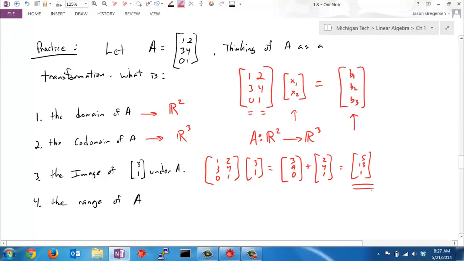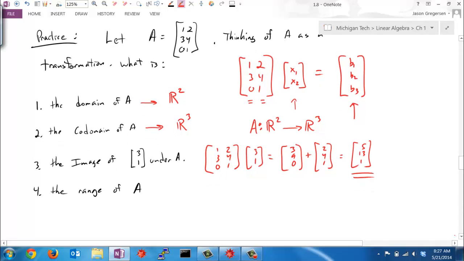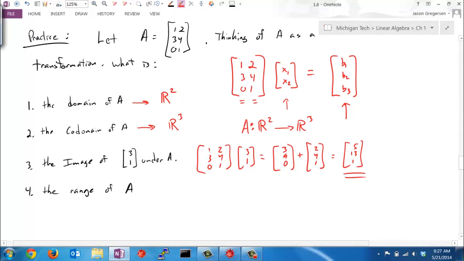And the last one is the range of A. This one's a little trickier. Can we get to all of R3? I can't. So I have to have some way to describe this output. It's really just a linear combination of those two columns. It's x1 times (1, 3, 0) plus x2 times (2, 4, 1) for any x1 and x2. So what I'm asking for when I say describe the range here is, what does this look like geometrically?